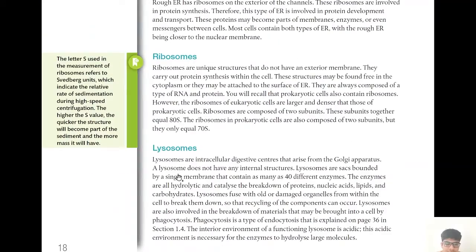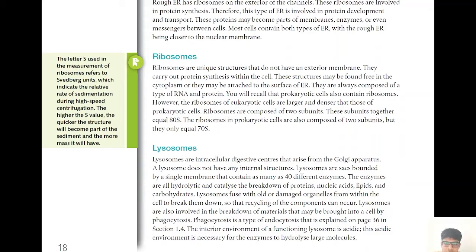Lysosomes. Lysosomes are intracellular digestive centers that arise from the Golgi apparatus. A lysosome does not have any internal structure. Lysosomes are sacs bounded by a single membrane that contain as many as 40 different enzymes. The enzymes are all hydrolytic, and they catalyze the breakdown of protein, nucleic acid, lipids, and carbohydrates.